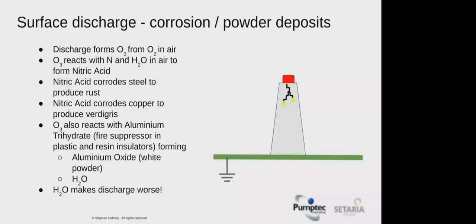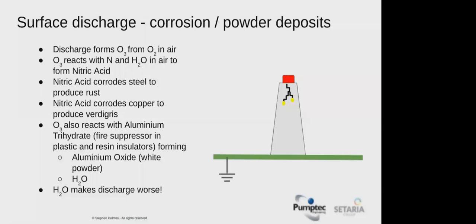There's a bit of chemistry involved as well. This happens with surface discharges and indeed corona discharges if they're boxed in. When the discharge is in the air, then the oxygen in the air produces ozone, O3. This ozone readily reacts with nitrogen and water in the air to produce nitric acid. And that nitric acid goes on to corrode any iron-based materials, steel, etc., to produce rust, and will produce verdigris on any copper-based materials.